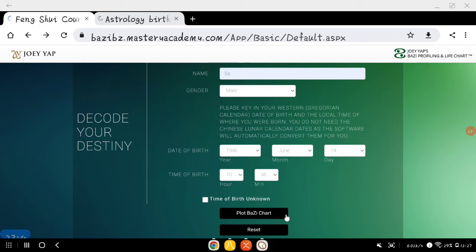Okay, so you can search on Google what the solar time was when you were born. Because some time zones have summer and winter, they have different time calculations, so better check before that. Okay, and after that we plot the chart.